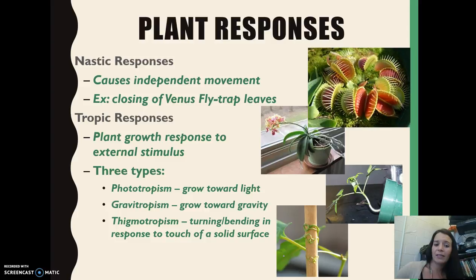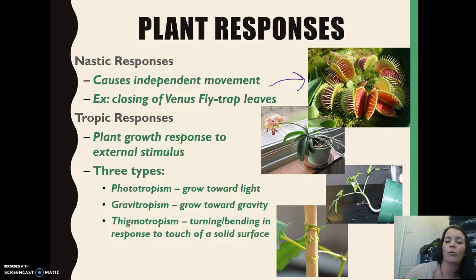There are also responses that plants can do. So there's nastic responses, which cause an independent movement. I'm sure you're all aware of a Venus flytrap. But there's also tropic responses, and these are just a plant growing in response to some sort of external stimulus. Now there's three major types we'll discuss here, and these will be included in our scavenger hunt, so hopefully you'll see a little bit of this.